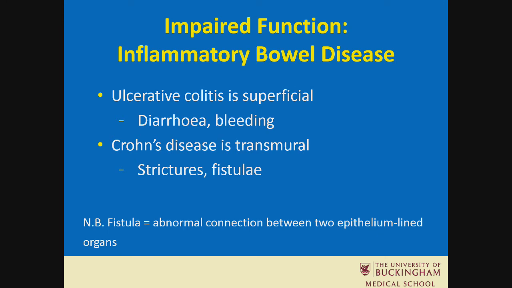So this slide shows the same thing: superficial inflammation, and it presents with diarrhea and bleeding, ulcerative colitis. Crohn's disease is transmural or panmural inflammation, and there is usually fibrosis. Because of the fibrosis, there is stricture, and it can lead to stricture and fistula. They are the complications of it.